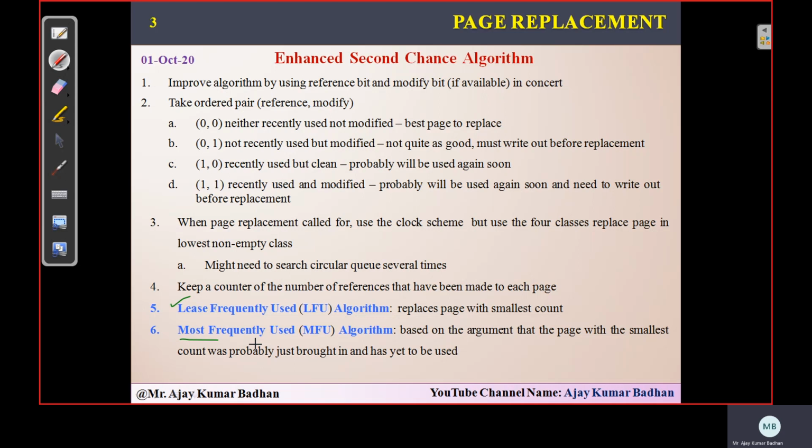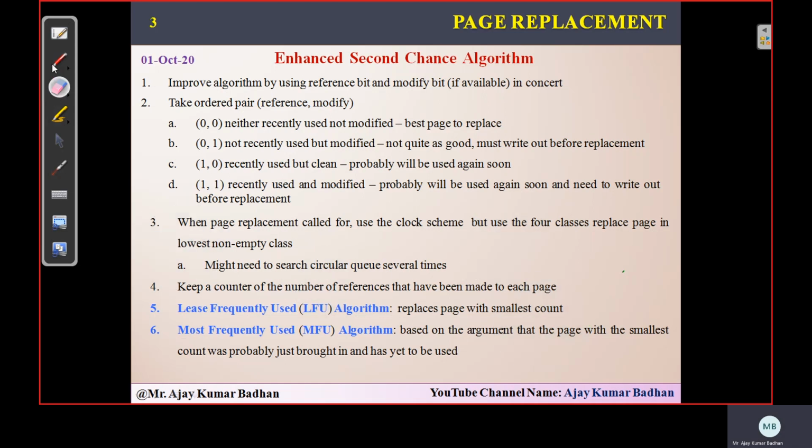The one which we are not using, not used till now, recently we brought it. That particular page we brought just now, and it is having the lowest counter value, and that particular page we will be executing. That comes under most frequently used. Indirectly, what I mean to say is this is the reverse, inversely proportional to your least frequently used algorithm.